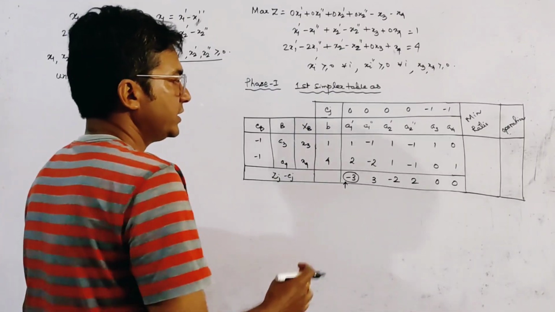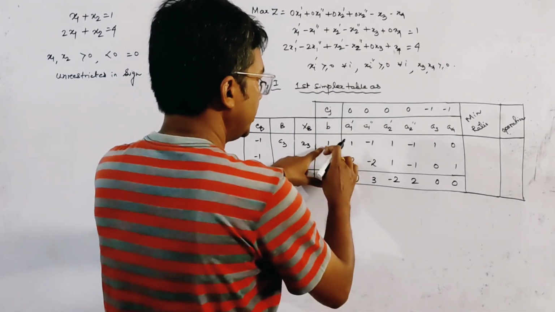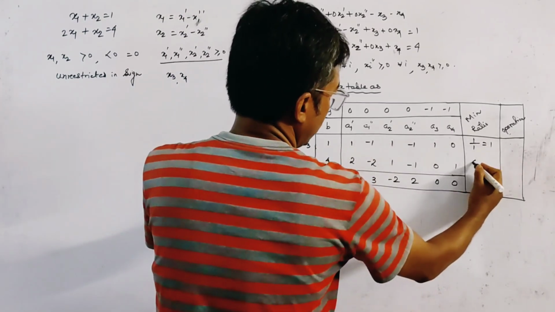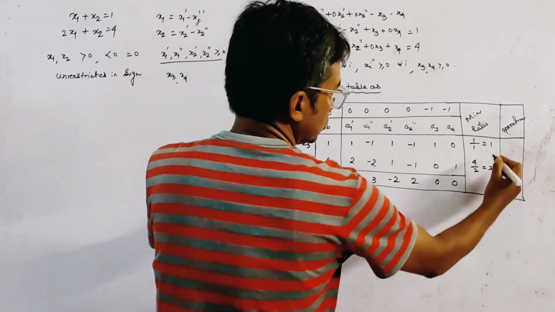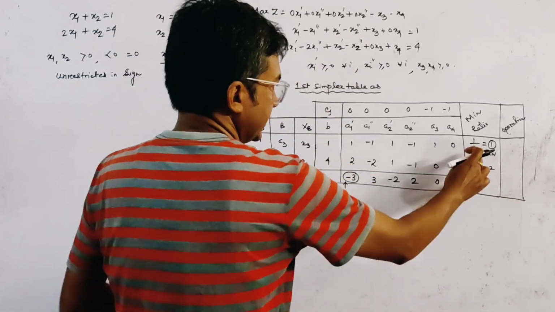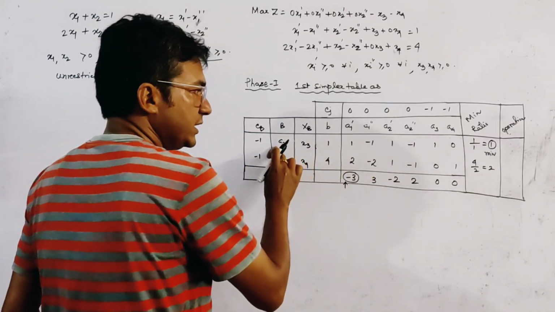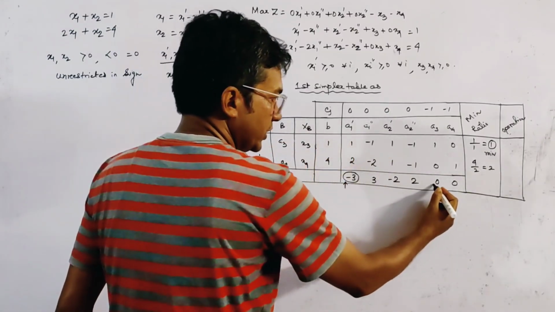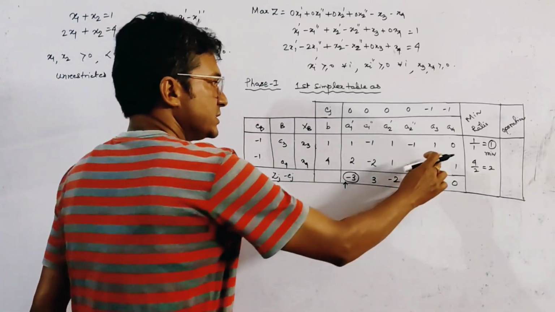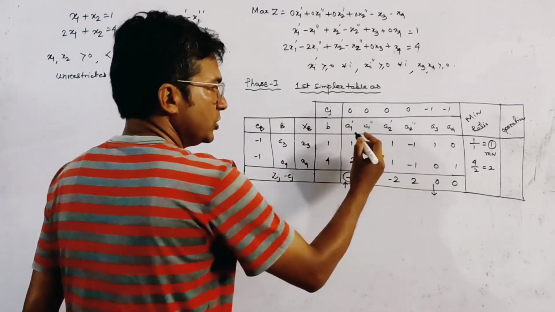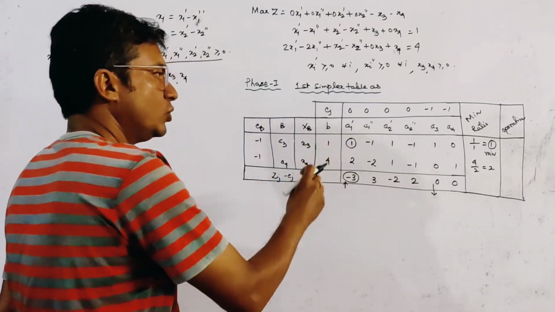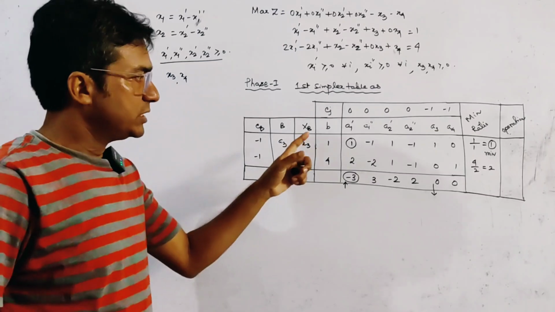Now find the minimum ratio. The ratios are 1 by 1, which is 1, and 4 by 2, which is 2. So 1 is the minimum, and clearly the vector a3 is the outgoing vector. We mark the outgoing row as the key row and the incoming column as the key column, so this is the key element. Now we go to the second simplex table.